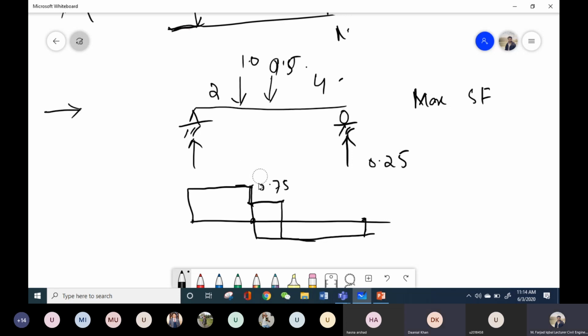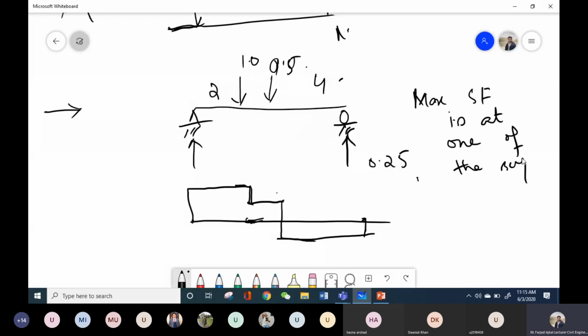Just to show you the variation of the shear force graph. So can I say that for a simply supported beam, the maximum shear force will always be next to or at one of the supports? Maximum shear force is at one of the supports.